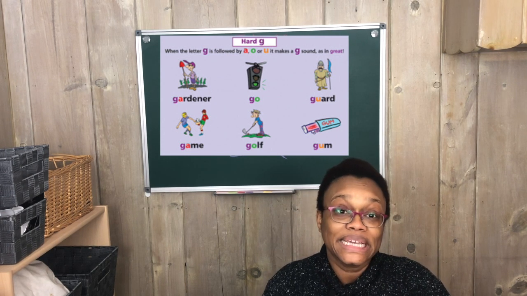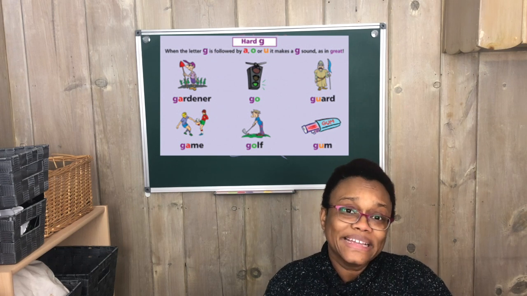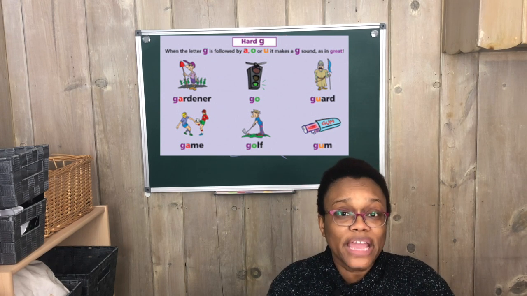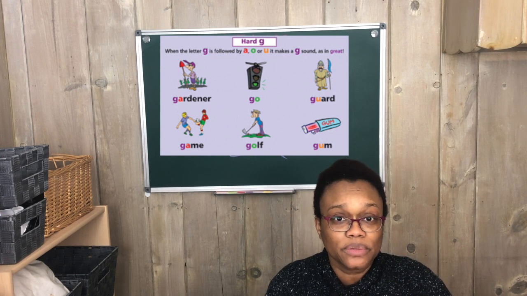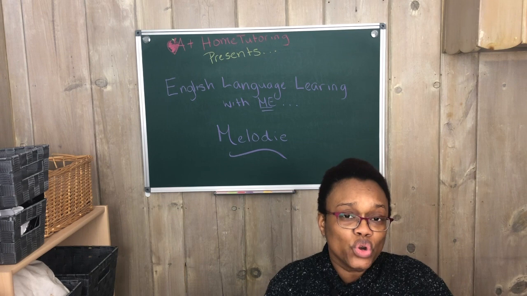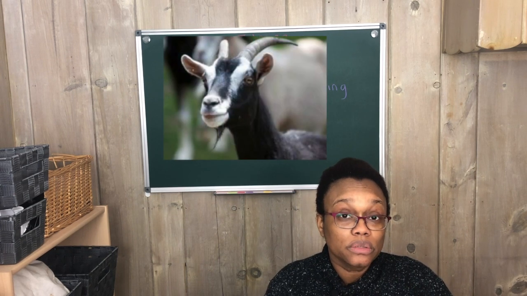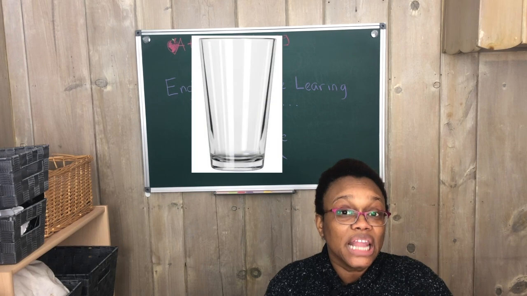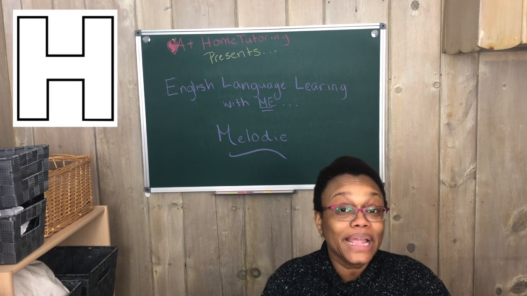The letter G also makes a hard G sound. That sound is g, g. You will find that more words in the English language produce a hard G sound than a soft G sound. Examples of words with hard G sounds are goat, glass, gas.